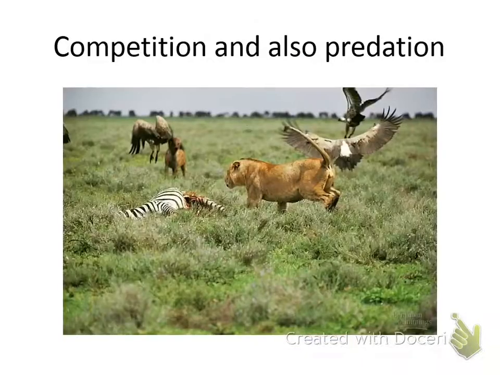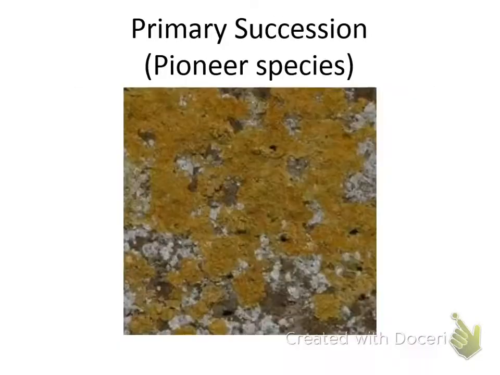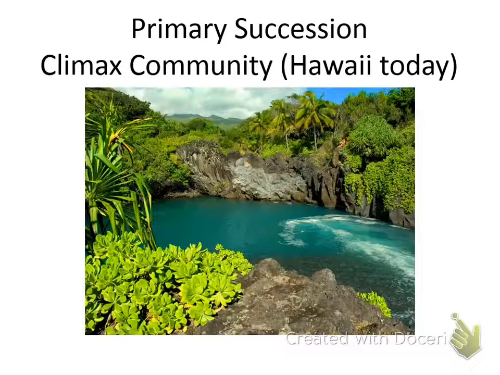Okay, so with ecological succession, the first one says change in a community's composition due to time and disturbance. Two types. There's primary succession, and that's going to be where something happens. Okay, this is totally wrong. Wow, bad for me. I wondered why that picture didn't work. Okay, here we go. There's Hawaii again.